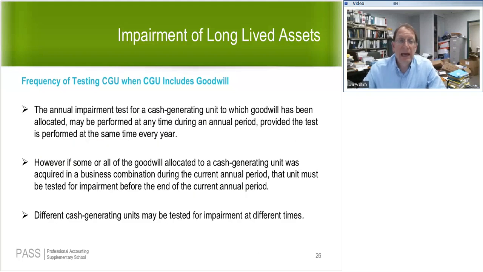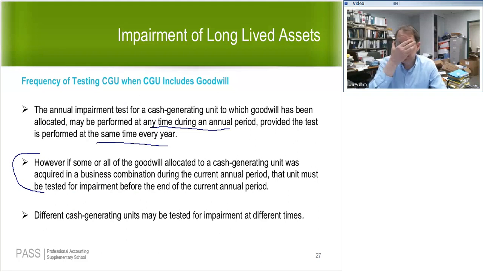Okay? Now, when do I have to test the group if I have goodwill? Anytime. Anytime during the year. Once again, same time every year. Same, look at the second point, same as before. What if you got goodwill, I don't know, September 1st? Do I have to test it by December 31, by my year end? The answer is yes, same as before.